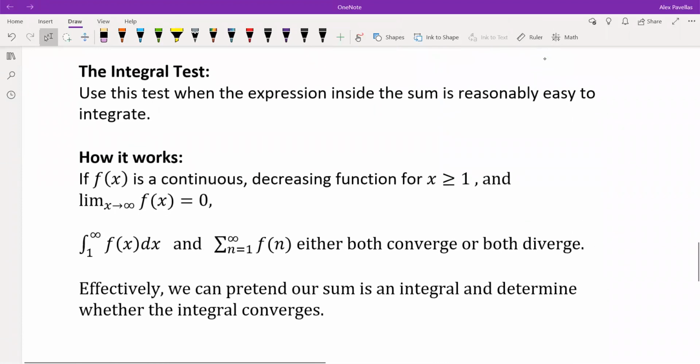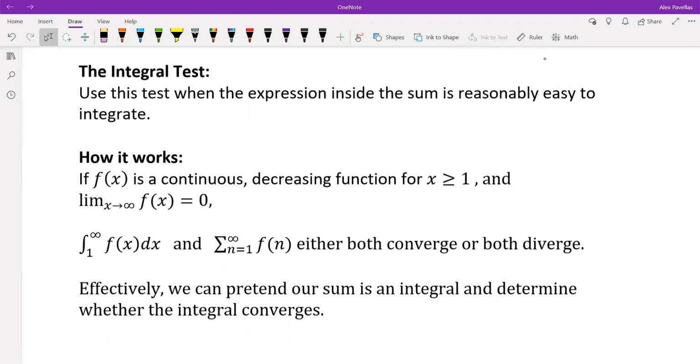Well, the next one on the list is the integral test. A rough guide to when you might want to use the integral test is when the expression inside the sum looks like something you might be able to integrate. Okay, so how does this work?